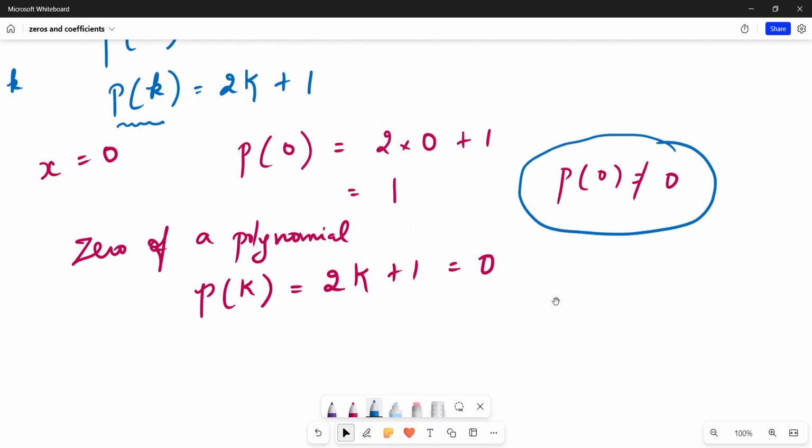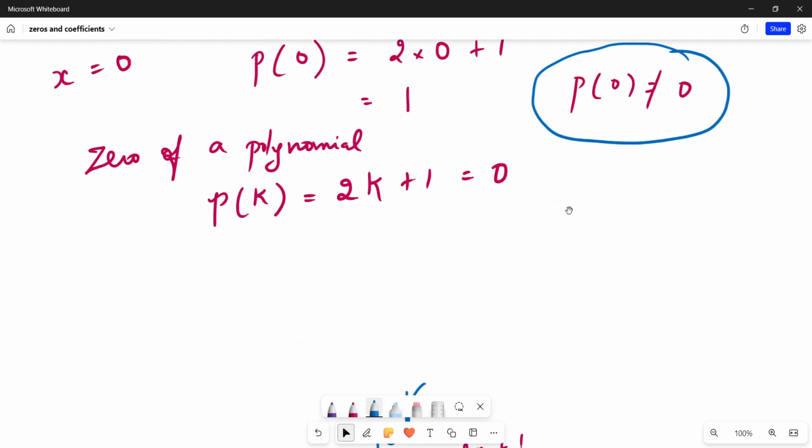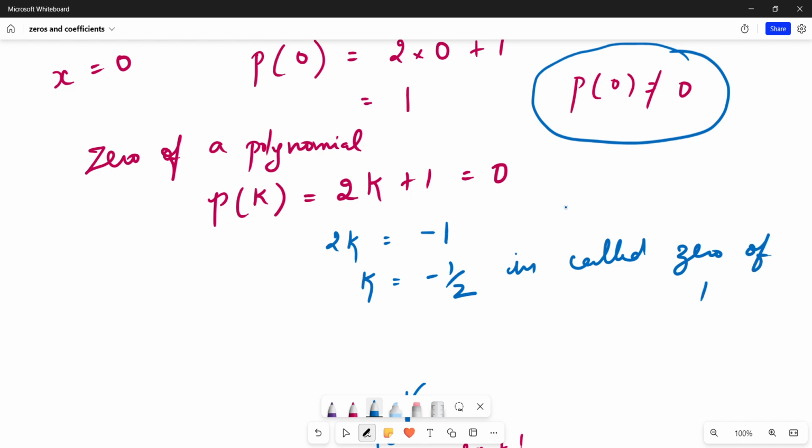Let us try to find this value. 2k plus 1 is equal to 0, so what is k? 2k is equal to minus 1, or k is equal to minus half. So this k, equal to minus half, is said to be the 0 of the polynomial, because at k, the whole polynomial p of k becomes equal to 0.